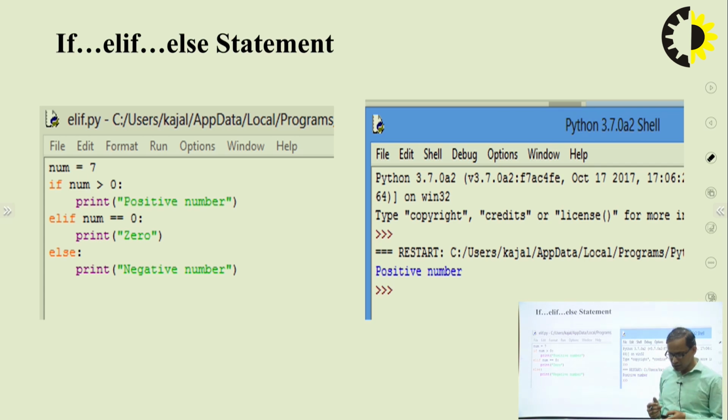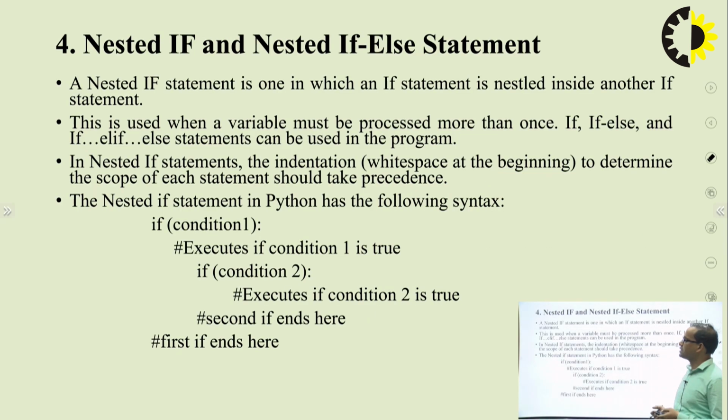So this is the third conditional statement in Python programming. The next conditional statement is the nested if and nested if else statement. Nested if means an if inside an if. In the same way, nested if else means an if else inside an if else, or an if else inside a particular if, or an if else inside a particular else statement. A nested if statement is one in which an if statement is nested inside another if statement. This is used when a variable must be processed more than once.